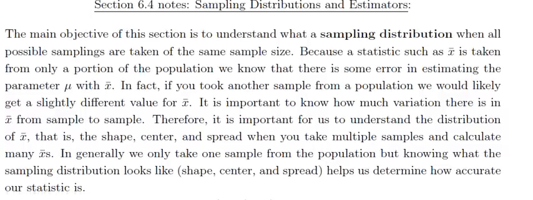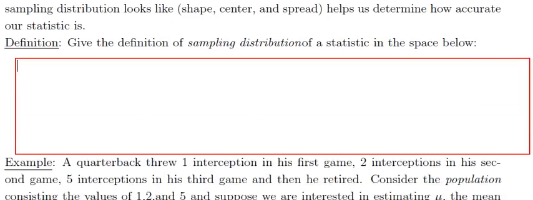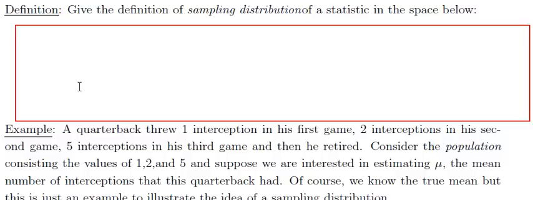Okay, so the first definition we're going to go over is the sampling distribution. So the sampling distribution is just like a histogram. It describes the distribution, but it describes the distribution of, say, X bar or some other statistic.